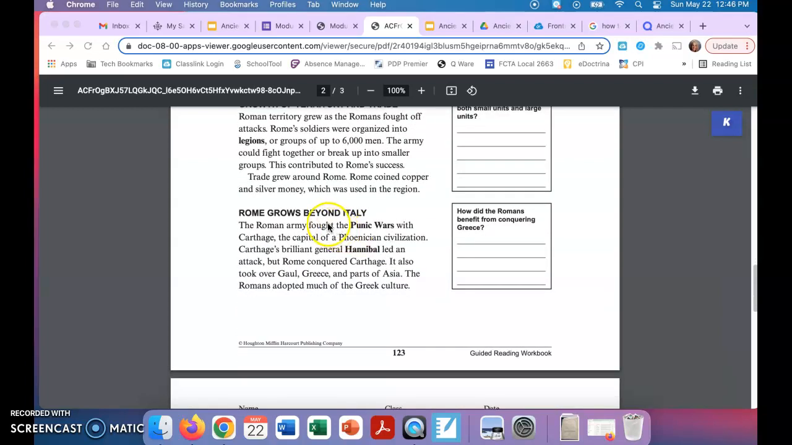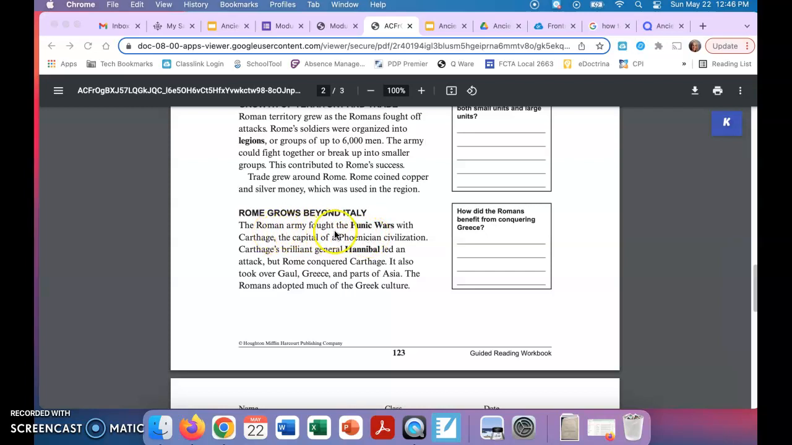The next section, Rome grows beyond Italy. The question you're going to answer is, how did the Romans benefit from conquering Greece? The Roman army fought the Punic Wars. Remember, there were 3 of those.